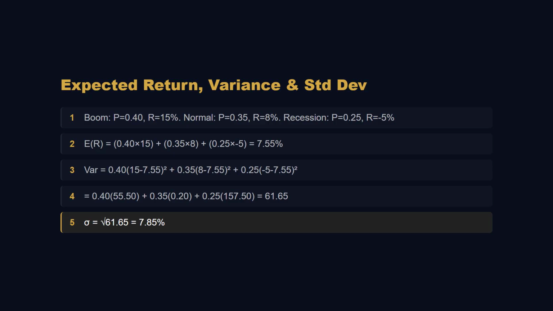7.55) squared. 0.4 times 55.50 plus 0.35 times 0.20 plus 0.25 times 157.50. 22.2 plus 0.07 plus 39.38 equals 61.65. Standard deviation is the square root of 61.65, which is 7.85%. So the expected return is 7.55% with a standard deviation of 7.85%.